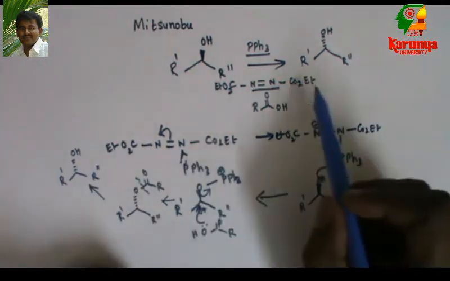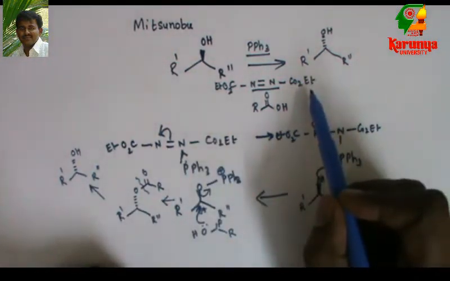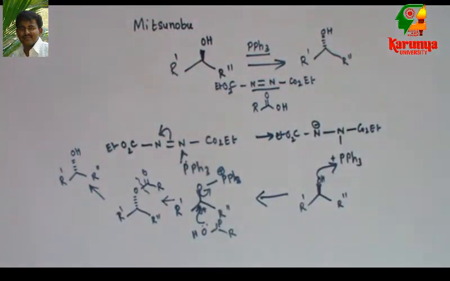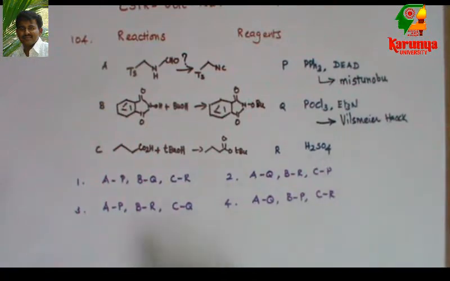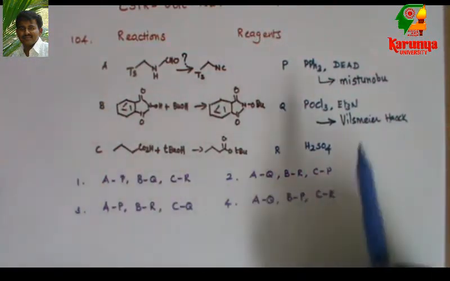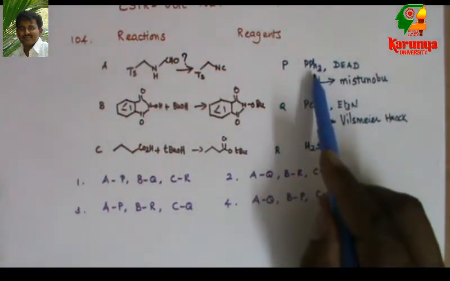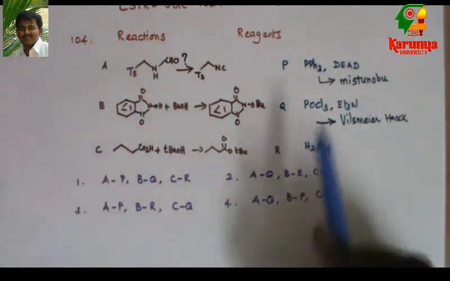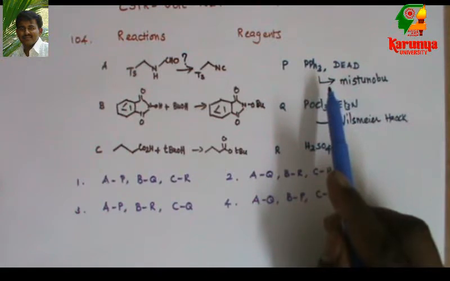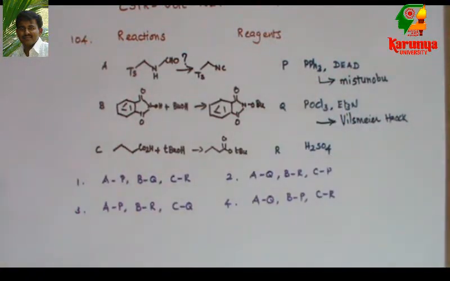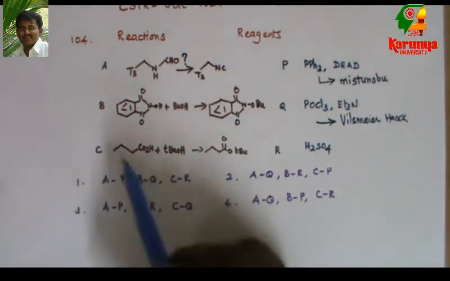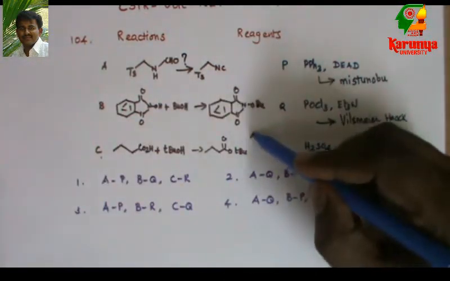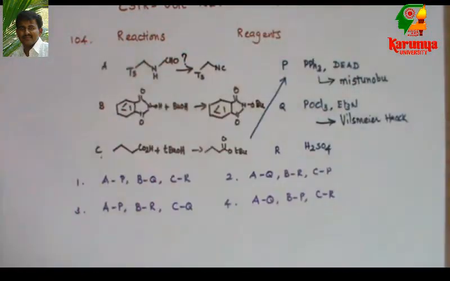Sometimes they may give diisopropyl also. Instead of ethyl, it may be isopropyl. That is also commercially available. Now, the given options: triphenylphosphine and DEAD has been given. This is used to convert alcohol to ester. So that is nothing but this one. So C has to be matched with P.